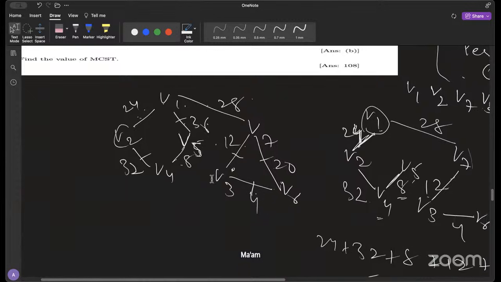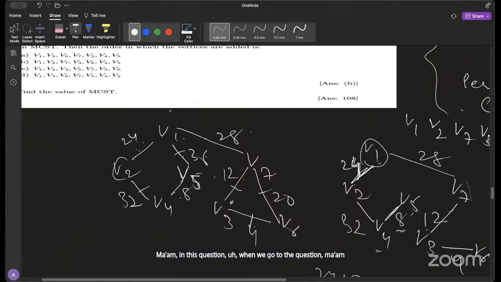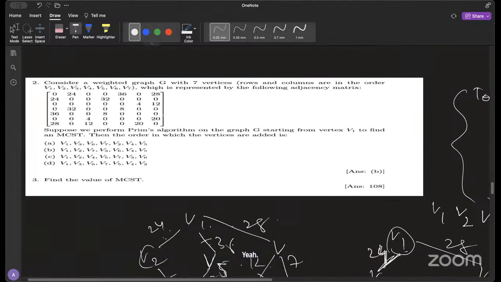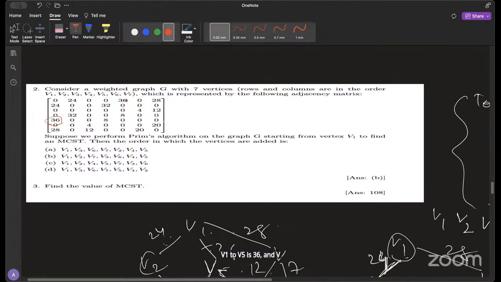Ma'am, in this question, V1 to V5 is 36, ma'am. Yeah, V1 to V5, we have taken 36. But ma'am, V5 to V1 is not 36. V5 to V1 is also 36. V1 to V5 is 36 and V5 to V1 is 36. This 36 is V1 to V5. This is V5 to V1. Okay, ma'am. They're both 36. Yeah, I know it's very congested, the matrix. Okay.